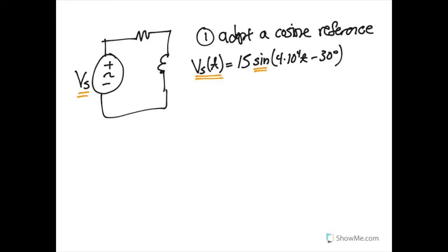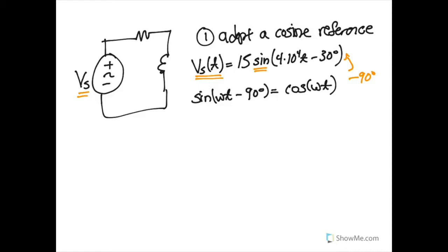So to help us with this, we're going to go back to a basic geometric relationship that says if I have the sine of some system and I shift it by 90 degrees, then that makes it the cosine of the same system. So for this signal here, what we're going to do is take the phase and subtract 90 degrees from it, and that will put us in a cosine reference.